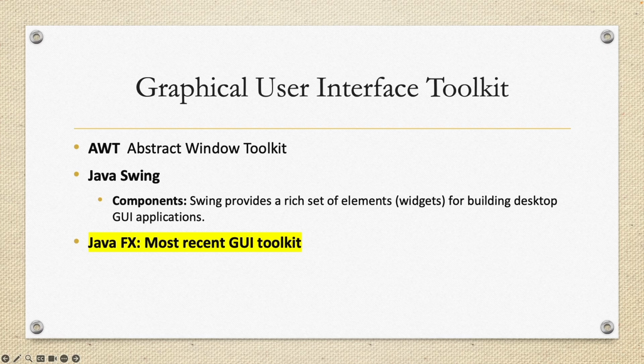Let's just do a quick review on graphical user interface toolkits available in Java. AWT, which is the Abstract Window Toolkit, is the first one that came out. Java Swing is the toolkit that came out after AWT, which has more enhanced features and functionalities. And then JavaFX is the most recent GUI toolkit that came out. And our focus on this lesson, or on this unit, will be JavaFX.